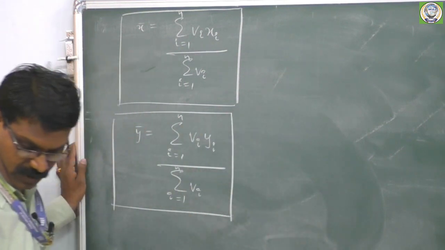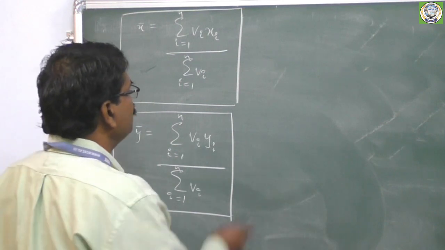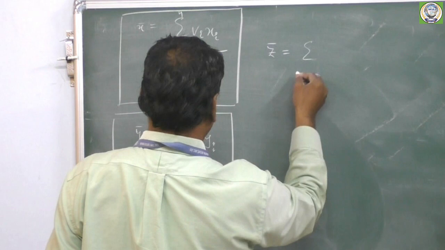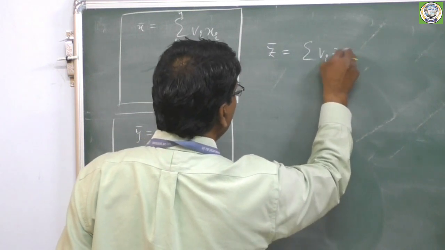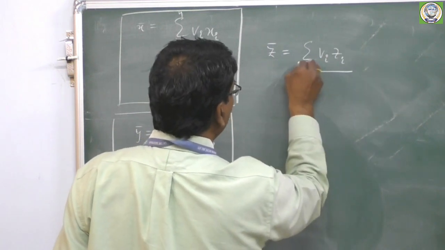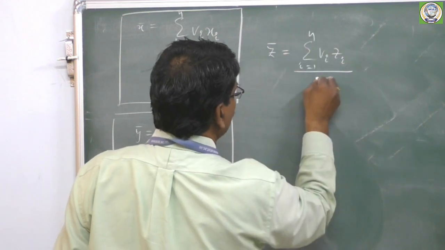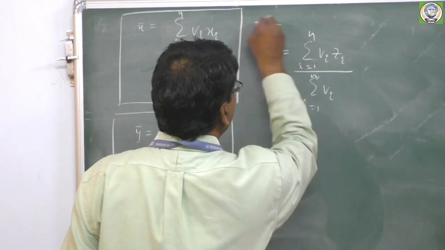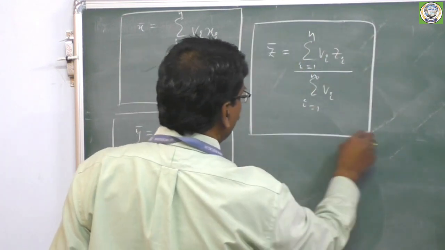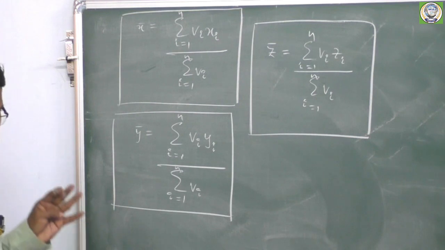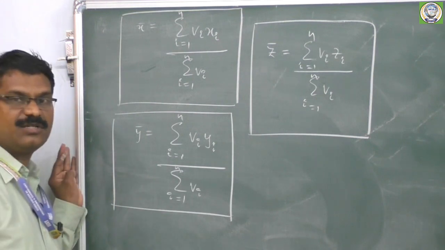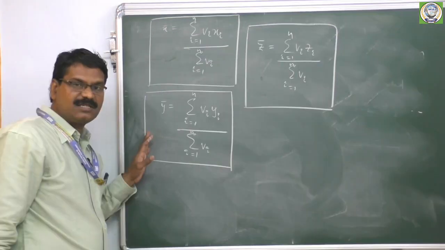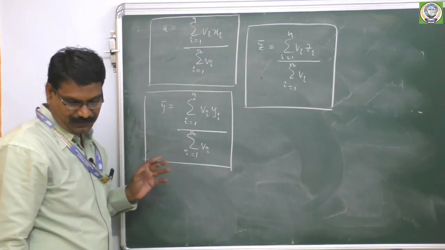Again, we have one more expression for z bar, that is z bar is equal to sigma vi zi divided by sigma vi, where i is varying from 1 to n, like this. This is the third expression, called z bar. So these are the representations of x bar, y bar and z bar with respect to the center of gravity, coming under method of integration.